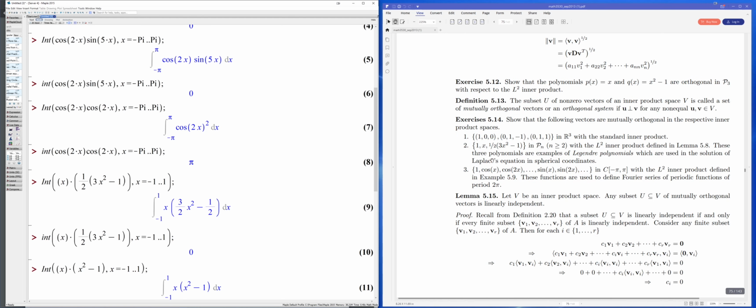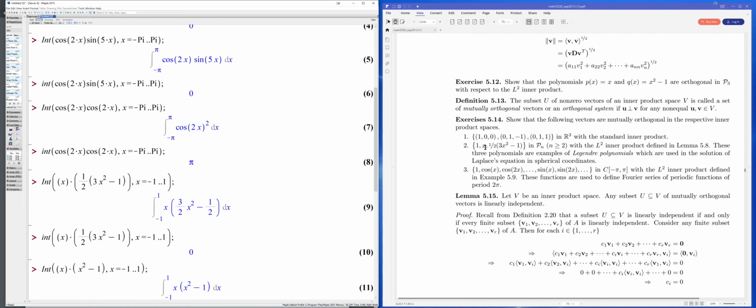Okay, so these polynomials here, the 1, the x, and the half 3x squared minus 1, these are mutually orthogonal. It would take some work to show it. If you wanted to show it, you consider any pair, and then you work out the inner product of any pair.